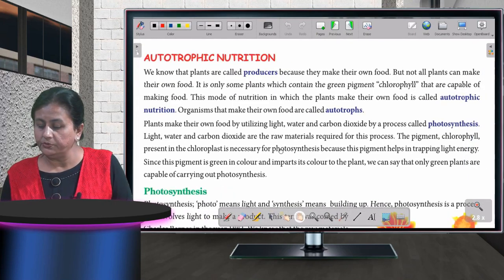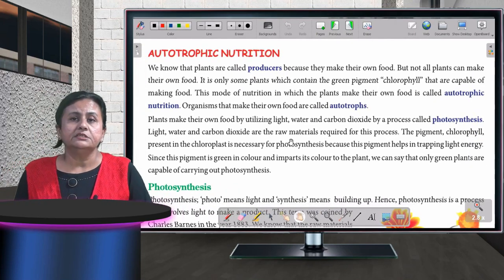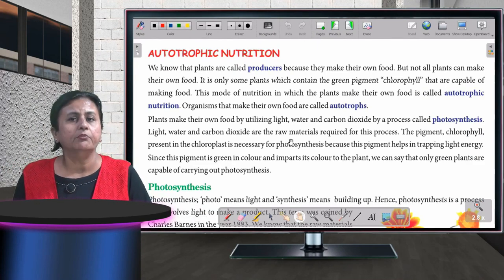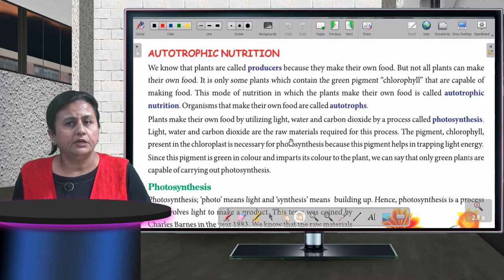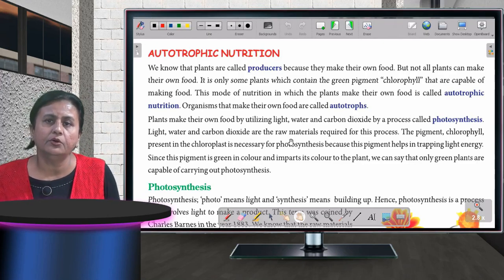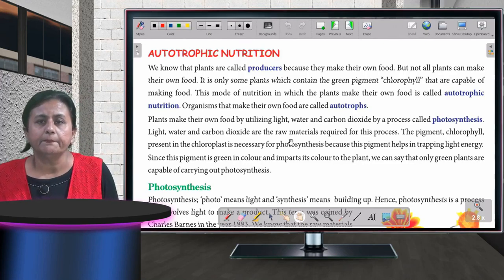What are producers? Producers means they are making things on their own. Do we make food for the plants and give them to eat? No, your mom must be making food for you. Have you ever seen your mom, your aunt, anyone preparing food for the plants and giving them to eat? No. Plants make the food on their own. Only green plants are called producers.